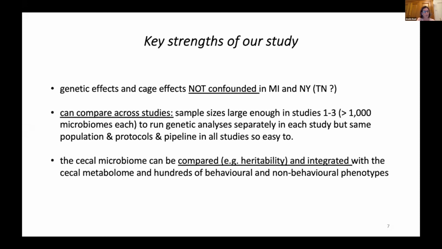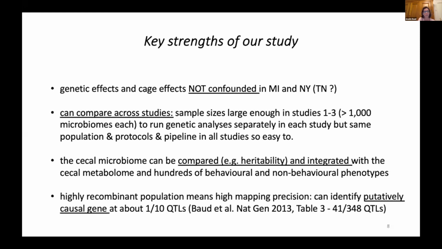And something important too is that we have microbiome, but also metabolome data and hundreds of behavioral and non-behavioral phenotypes for each of the rats, or so metabolome for a subset, but phenotypes for each of the rats for which we have microbiome. So there is an opportunity again to put the results that we have for the microbiome in context by comparing, for example, the heritability of the microbiome with the heritability of behavioral and non-behavioral phenotypes. And then, of course, we can do systems genetics analysis to try to integrate the different levels of data and better understand the biology.